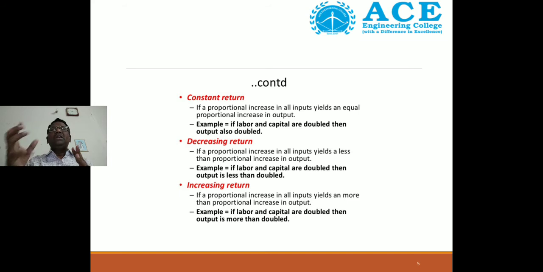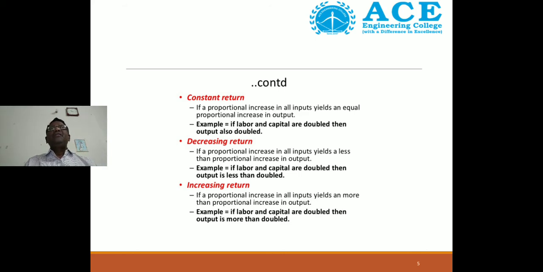So what did we learn first? We learned the definition of returns to scale. The meaning of returns to scale: it refers to the degree by which the level of output changes in response to a given change in all inputs in a production system. Then we discussed the types of returns to scale. How many types? Three types: constant returns to scale, decreasing returns to scale, increasing returns to scale.